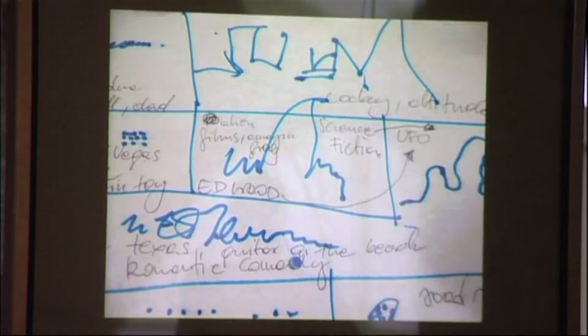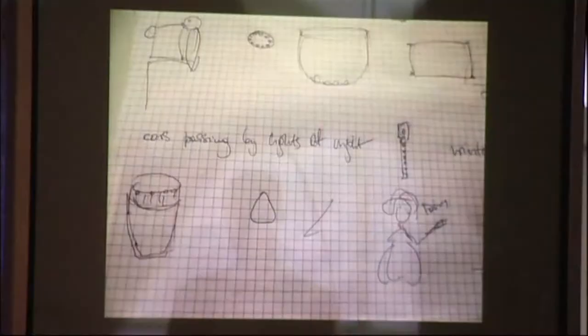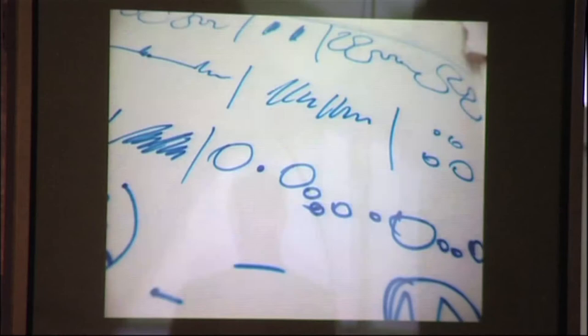Somehow there's a guitar on the beach. We're playing a guitar on the beach in Texas. We're in an Ed Wood movie, listening to a UFO. So they came up with some kind of crazy ideas. These are their sketches, and all of these came from the iPhone.